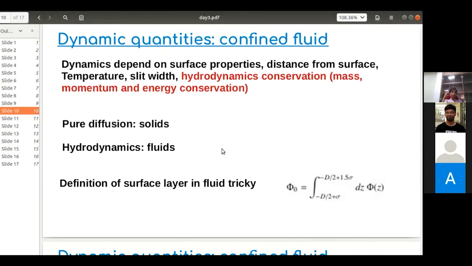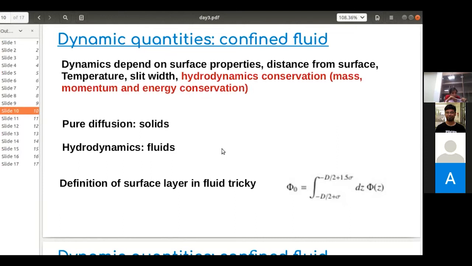Now, if you have a solid, the only transport mechanism there is basically diffusion, right? The solid atoms or molecules cannot really move much; they can only vibrate. Whereas if you have a fluid, it's possible for the fluid molecules to undergo some kind of advective motion, and they can really flow under the effects of hydrodynamics. That's what I mean by hydrodynamics conservation. So if I look at the dynamics of a confined system, if it's a solid, the behavior is going to be very different than if we have a fluid. And in fluids, hydrodynamics conservation becomes extremely important.